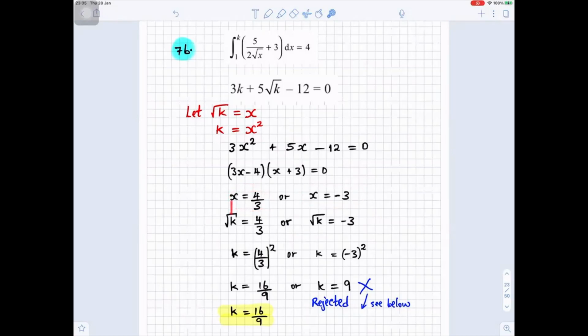Now replace x with square root of k. So square root of k is equal to 4 over 3, square root of k equals minus 3. To remove the square root, you square the right hand side. So k is 4 over 3 squared, and k is equal to minus 3 squared. 4 squared over 3 squared is 16 over 9, so k is 16 over 9, which is what we want. k is equal to 9, we reject k is equal to 9.